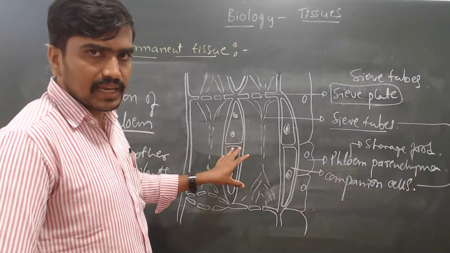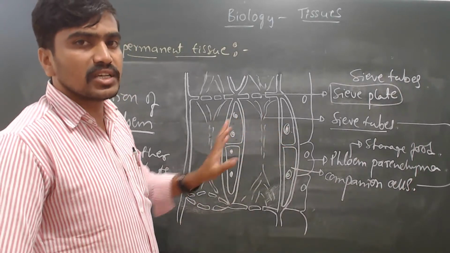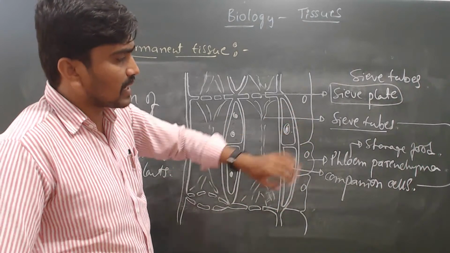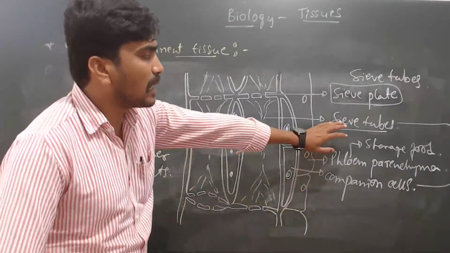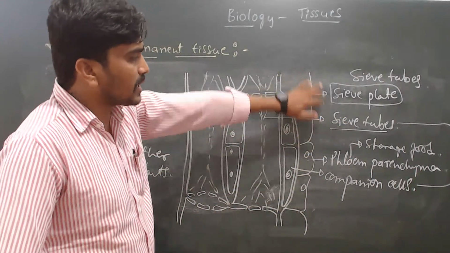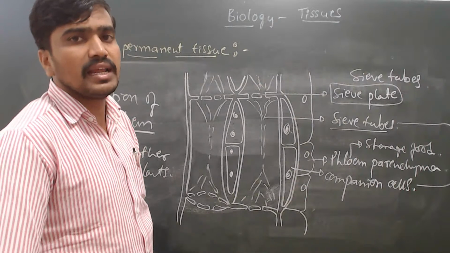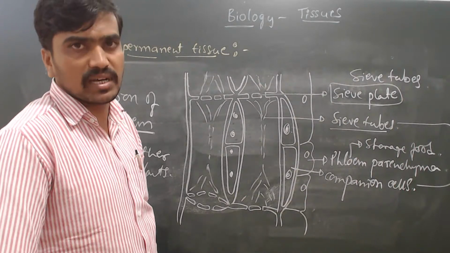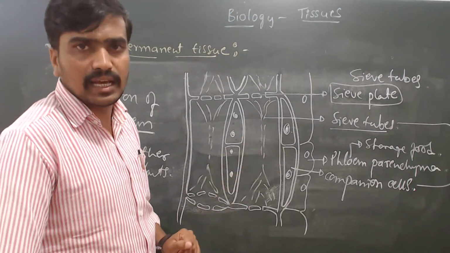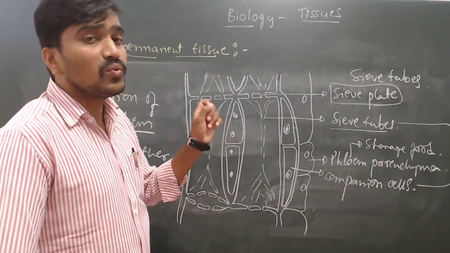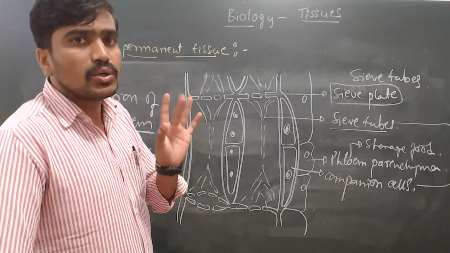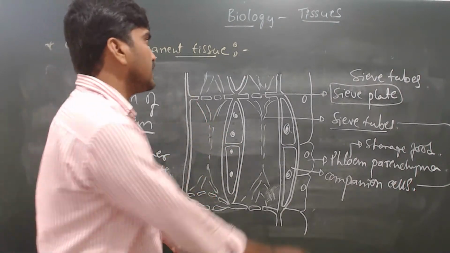Both are connected here. These both help in conduction of food, and these sieve tubes are covered by phloem parenchyma. That phloem parenchyma helps to store the food, and these phloem parenchymas are again covered by a layer called phloem fibers, which gives a supportive structure and protects from mechanical injury. Which one? Phloem fibers.